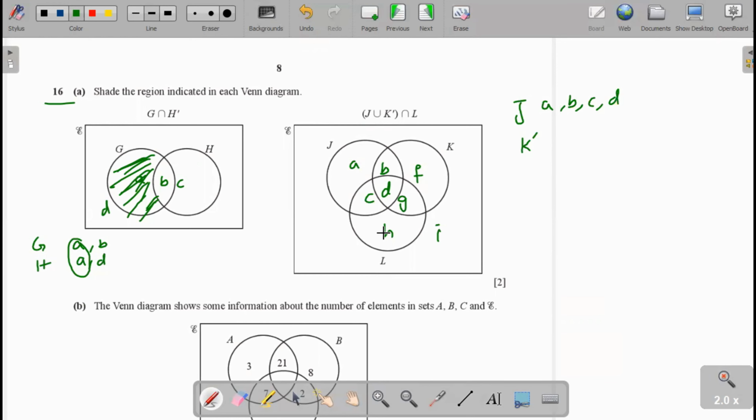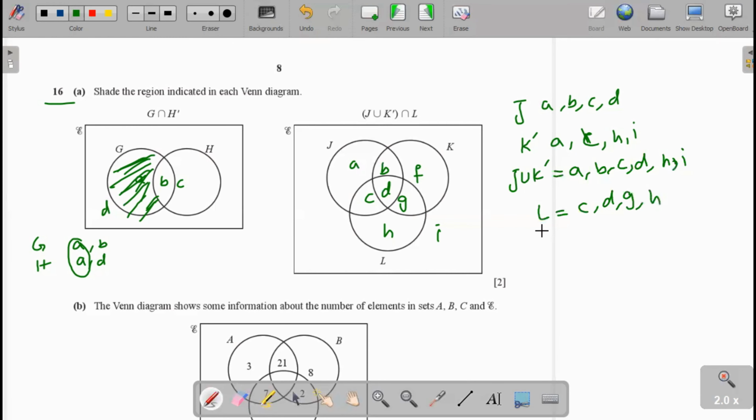You see here A, C, H, I, because the K dash is the elements of the universal set except the element of K. Now we mark the region other than K, which is A, C, H, I. Now we take the union, J union K dash. The region will be A, B, C, D, H, and I. Now L region having the element C, D, E, H.